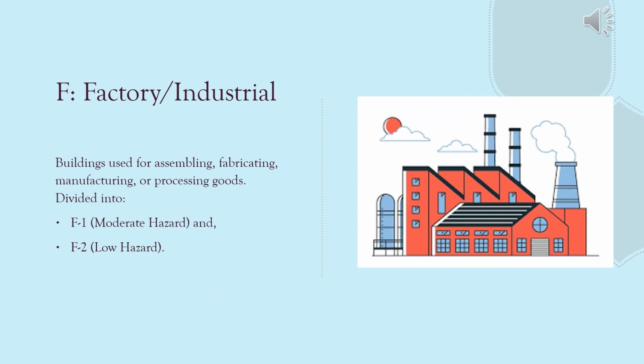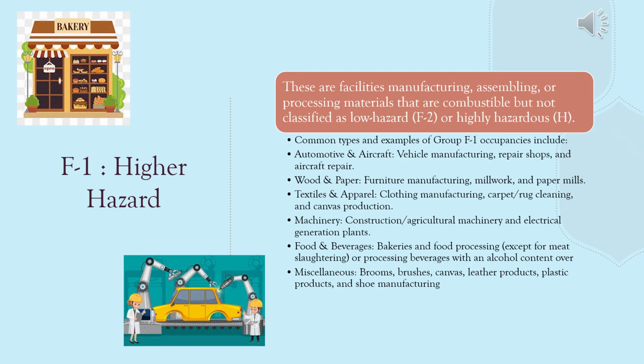Type F would be factory and industrial uses, buildings used for assembly, fabricating, manufacturing, or processing goods. It's divided into 2 categories. F1 is moderate hazard and F2 is a low hazard. So let's first discuss the F1. That's the higher hazard, or moderate. These are facilities for manufacturing, assembly, or processing of materials that are combustible but are not classified as low hazard.